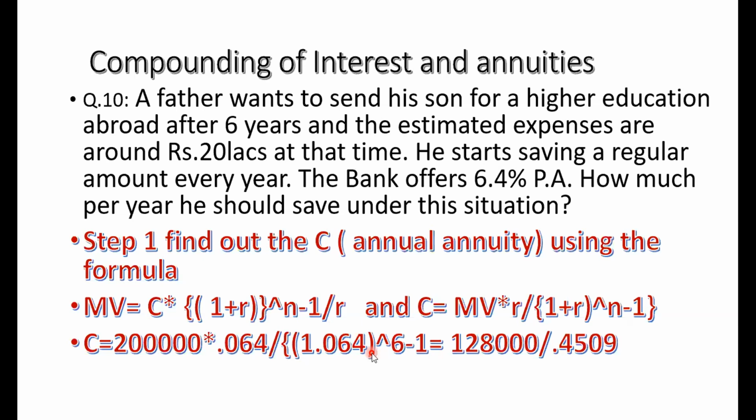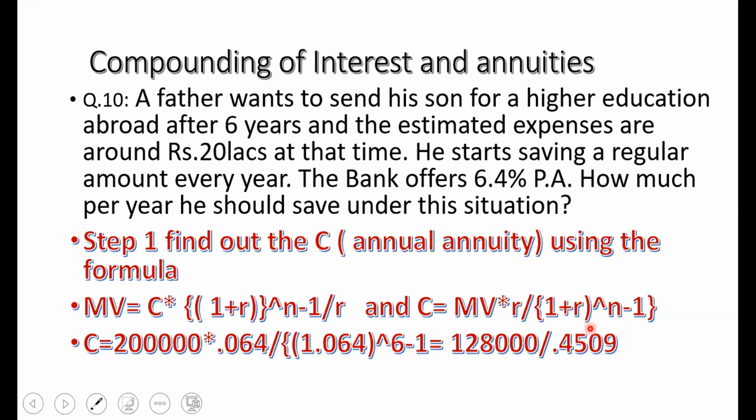Now you minus that 1. So it will become 0.4509. Multiply. Yes, so earlier you already calculated. So 0.4509 will come at the denominator.